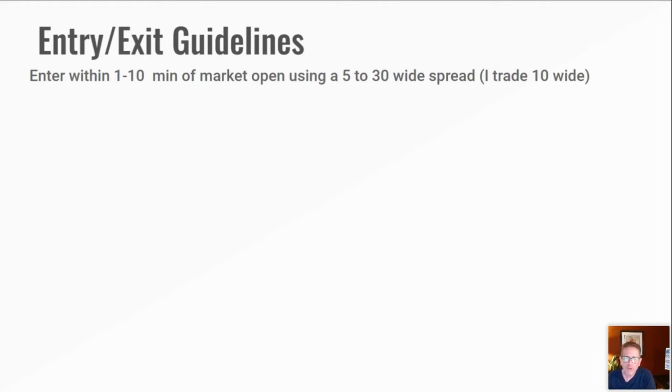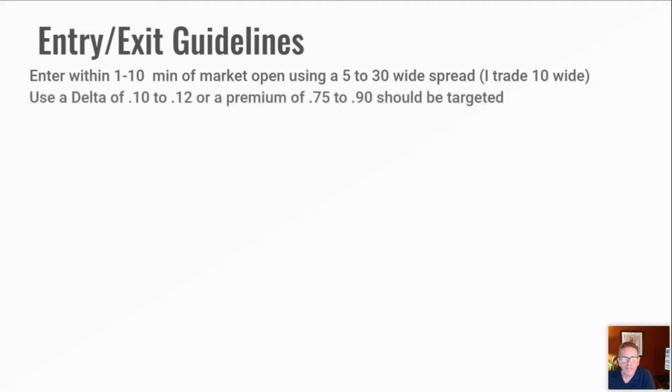Okay, and usually the market most of the time goes up, but there are times that it doesn't. But you're working with probabilities, and that's really the highest probability. I like to use a 10 delta to 12 delta for 7 DTE, and the premium on that is about 75 to 90 cents. That's really where your target should be when you're placing these trades.